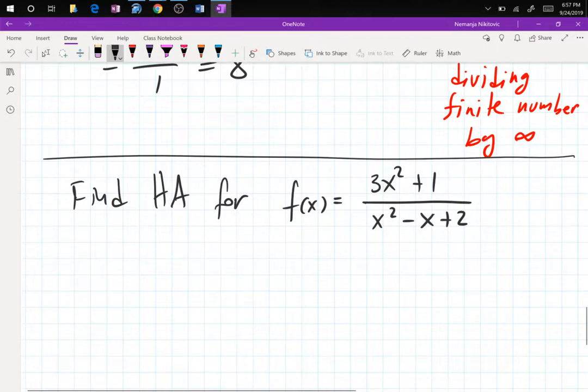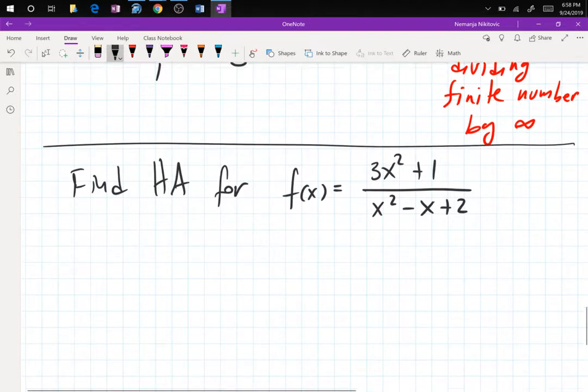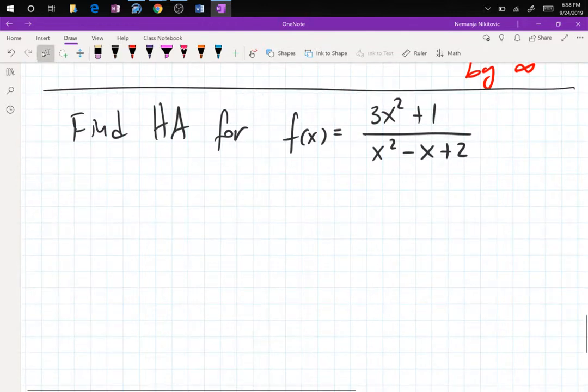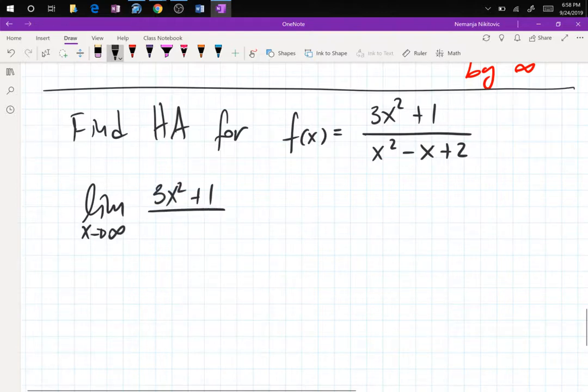But how do we do this using the calculus definition for the horizontal asymptote? Because on the test, it will say, same question, and it says, prove that the horizontal asymptote is at 3. So you are given the function, and you're also given the answer. Prove that the horizontal asymptote is at y equals 3. Well, if that's given to you, you know that you have to run the limit as x goes to infinity of 3x squared plus 1 divided by x squared minus x plus 2.